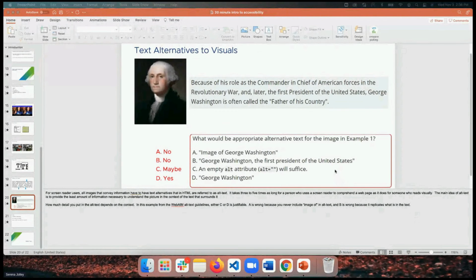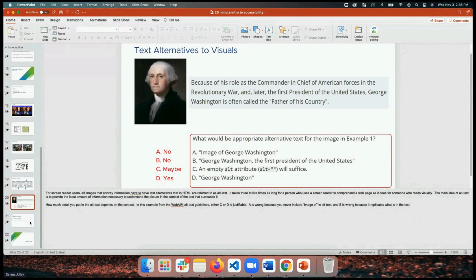Do you want to say "George Washington, the first president of the United States"? No. Why? Because that's in the text. It says George Washington is later, he was the first president of the United States. So that's redundant information. It will slow down your screen reader users. It will make them cranky. So that's not acceptable alt text. So the two things that are possible here is one is an empty alt attribute. So you're deliberately saying, hey, this picture is only here to be decorative. It's not adding any information. Or you could just say George Washington. And what a screen reader user will hear is "graphic George Washington."